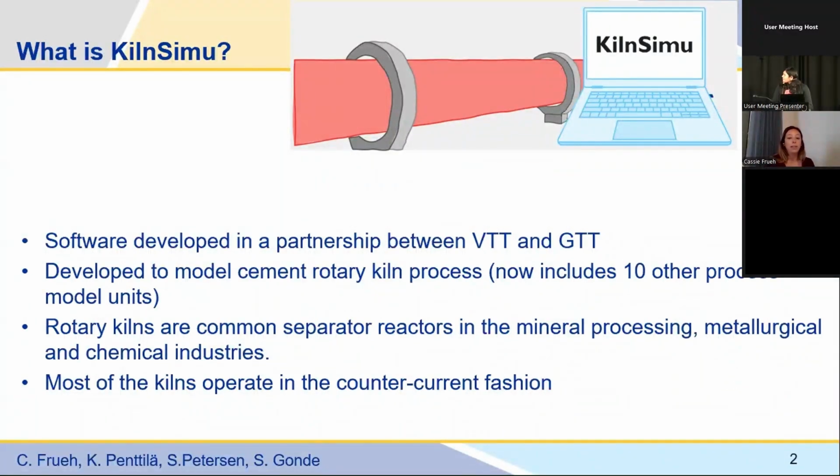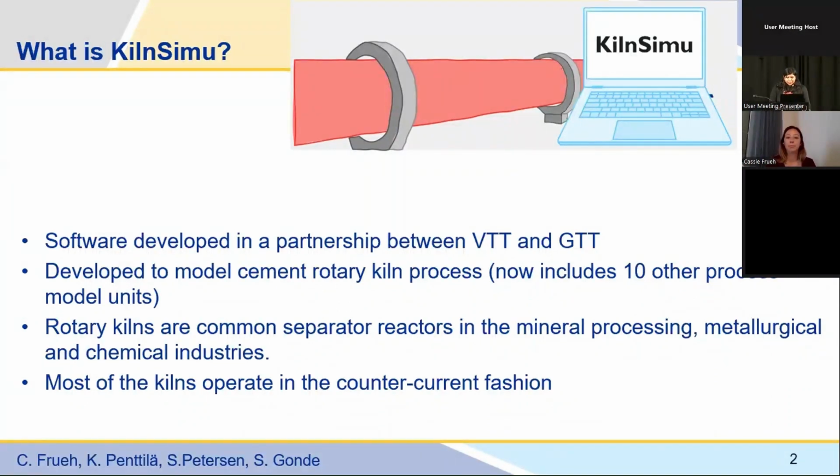Rotary kilns are common reactors in the mineral processing, metallurgical, and chemical industries. They can do things such as the production of activated carbons, alumina, cement, calcination of coals. We have customers using it on the reduction of ilmenite, waste incineration, metal recycling. And most of the kilns operate in a counter-current fashion, which means the material comes in on one side while fuel and the flame are on the other side.